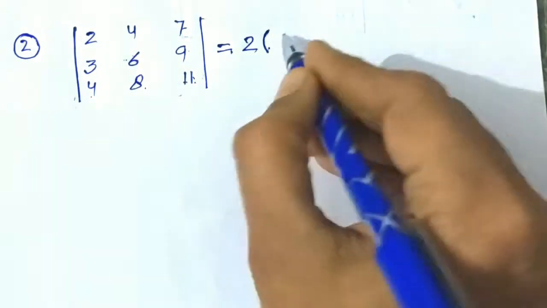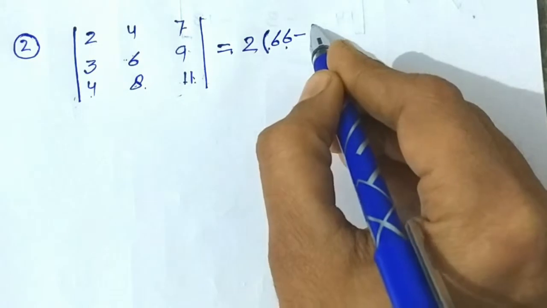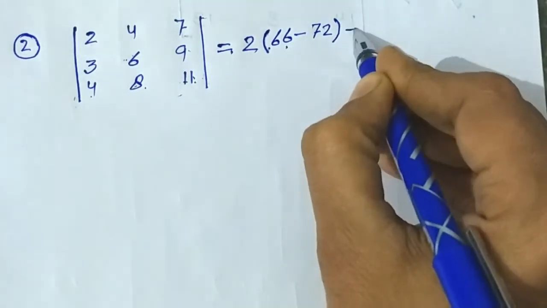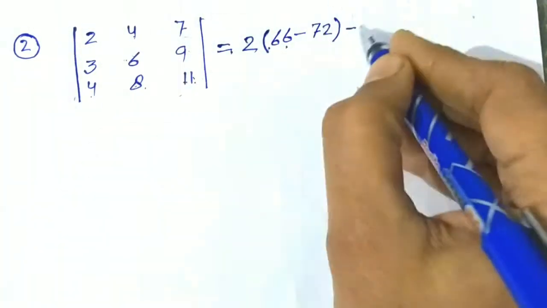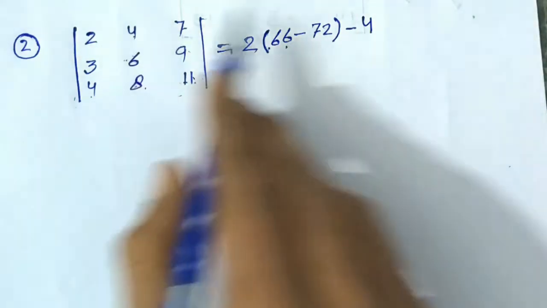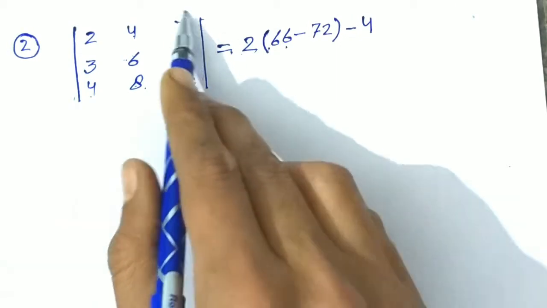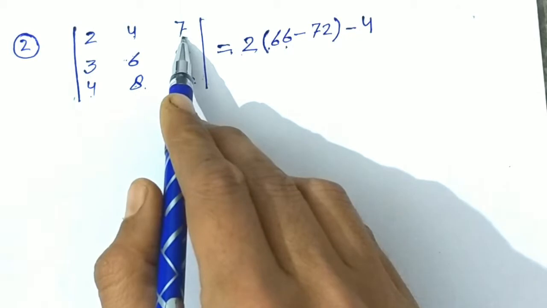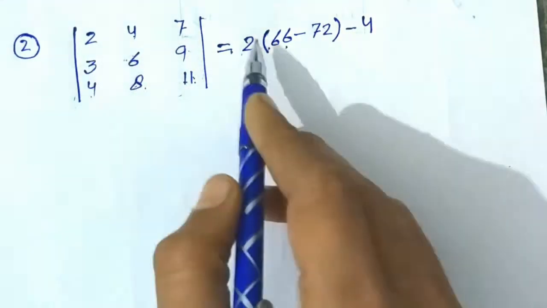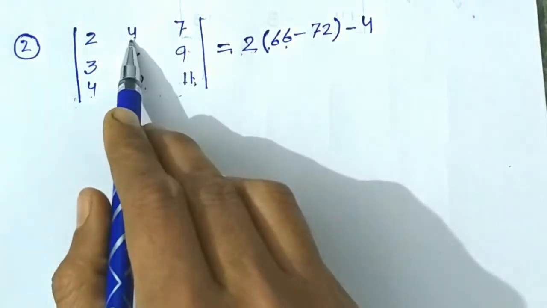So 6 elevens are 66, minus 8 nines are 72. Then we put a minus sign, and the next element of the first row, that is 4. The first element is taken with the positive sign, then the second element with the negative sign, and in the next term, the next element 7 is taken with the positive sign. So we take these elements one by one with positive, negative, positive sign. First we have taken 2, and written the cross multiplication of these four elements in the bracket. Then we have written minus 4 over there.